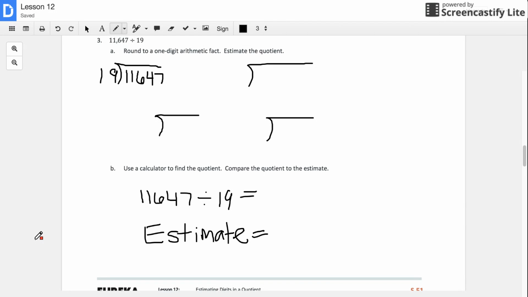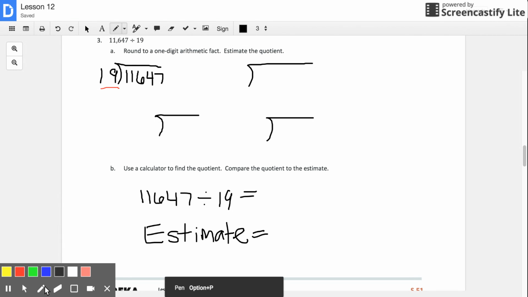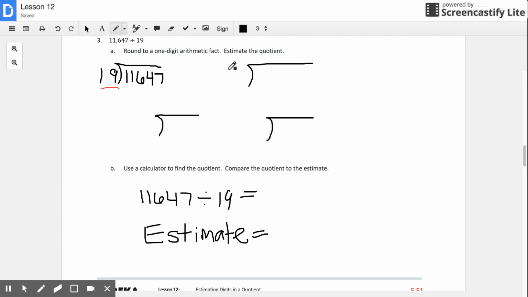And as I said before, please follow along and try it out for yourself, because this is really important in understanding how we're estimating and our thought processes for why we're doing it that way. So here, let's look at our divisor, and it is 19. 19 is very close to the multiple of 10, 20. It's close to 20. So we will round it to 20.